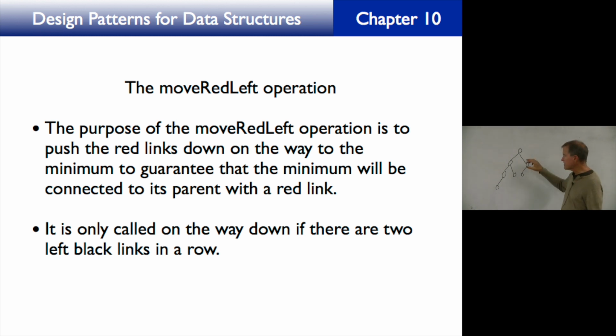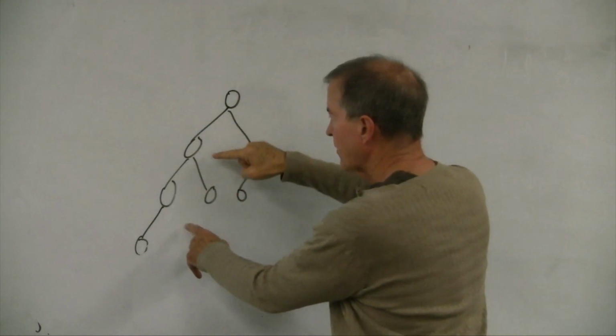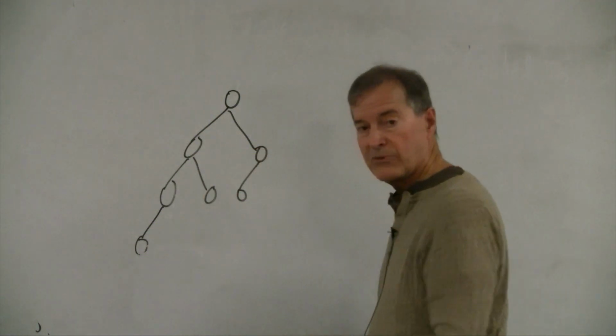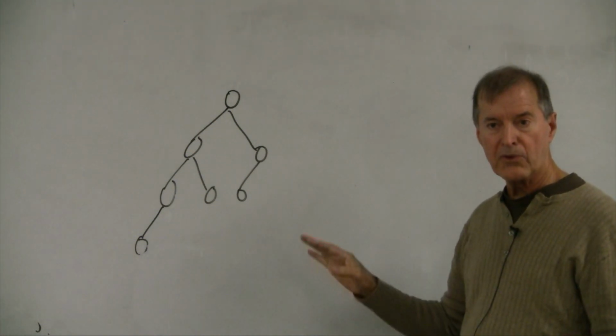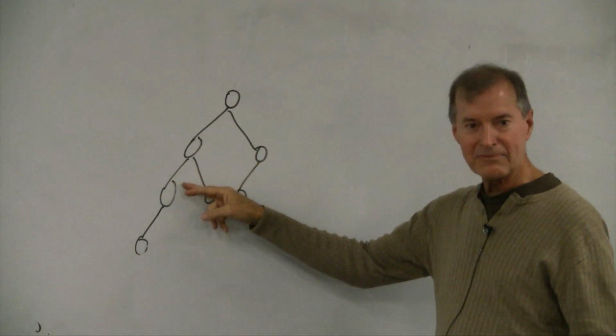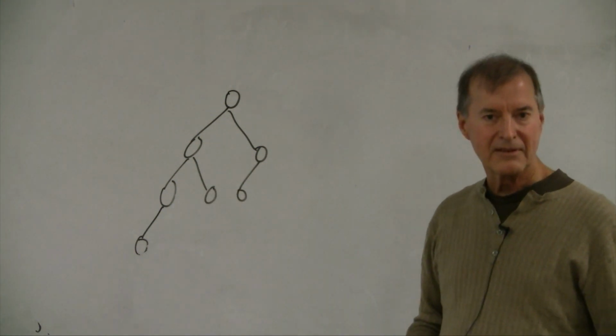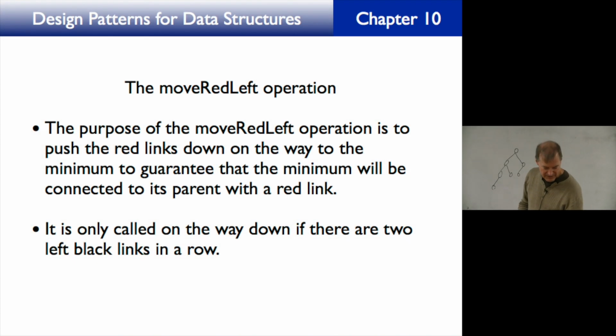We're going to look at how move red left works. The way move red left works is it is only called on the way down if there are two left black links in a row. See, we're looking for the minimum. So if there are two black ones in a row on the way down, that's when this gets called. Now, is everybody clear on that? That's just, we will say if left is not red and left-left is not red. Okay? So those are the conditions under which it's going to get called.